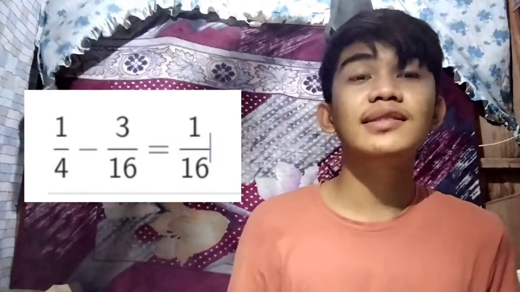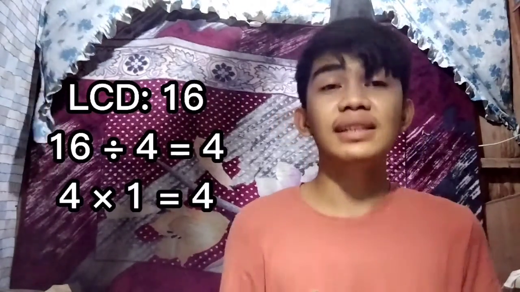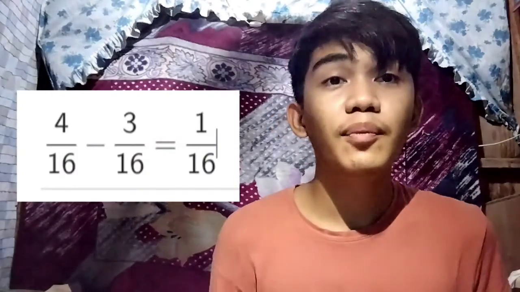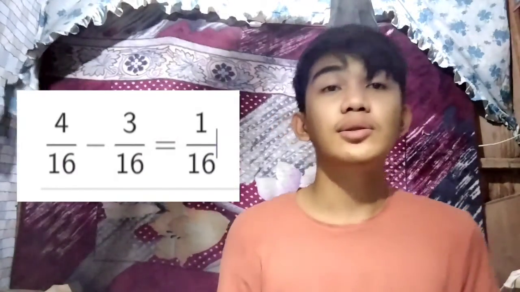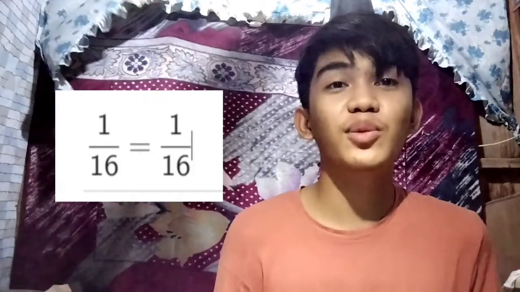So now let's check time. So we will substitute x by 16. So it will become 1 over 4 minus 3 over 16 is equal to 1 over 16. So the LCD of 4 and 16 is 16. So 16 divided by 4 is 4, times 1 is 4, minus 3 over 16. So it will become 1 over 16 is equal to 1 over 16. So the value of x is correct.